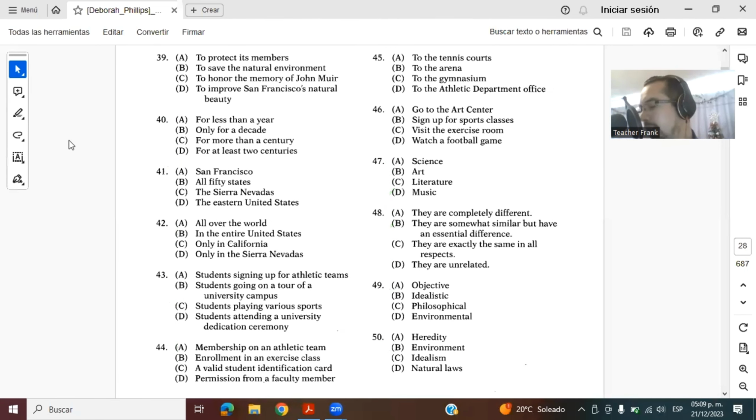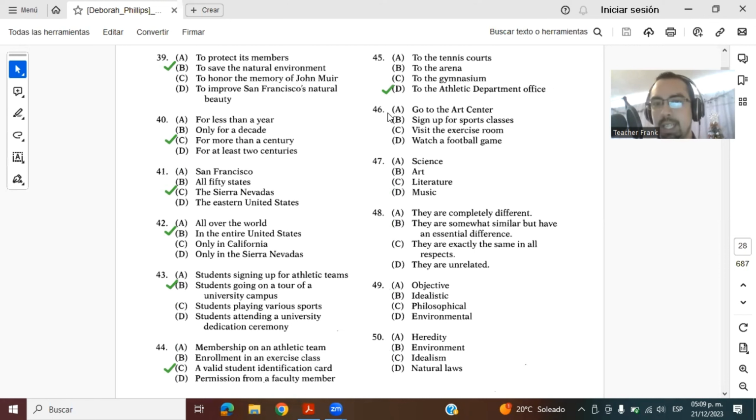Okay, in part C, 39 is B. 40 is C. 41 is C. 42 is B. 43 is B. 44 is C. Okay. 45 is D.